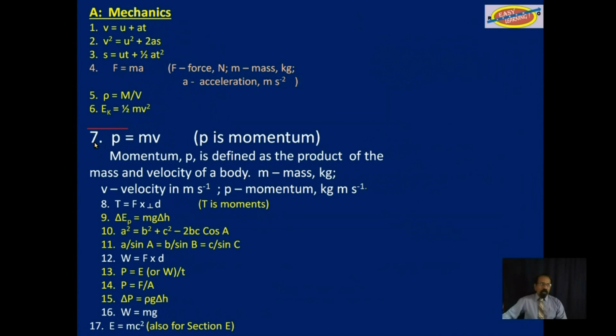Now we look at this other formula here. P is equal to mv. In this case, P is momentum, m is mass in kilograms, v is velocity in meters per second. Now, what do we mean by momentum? Momentum, P, is defined as the product of the mass and the velocity of a body. As you could see, P is equal to m times v.